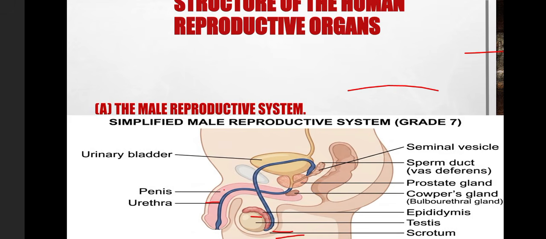There is a part that we are calling urethra. There is a part that you are calling penis. There is a part that you are calling urinary bladder. That part is not normally important as far as reproduction is concerned, but it will be very useful when it comes to excretion. There is another part that you are calling scrotum. There is another part that you are calling testis. There is a part that you are calling epididymis. There is another part that you are calling corpus gland. There is another gland that you are calling prostate gland. And finally, there is a tube that you are calling sperm duct.